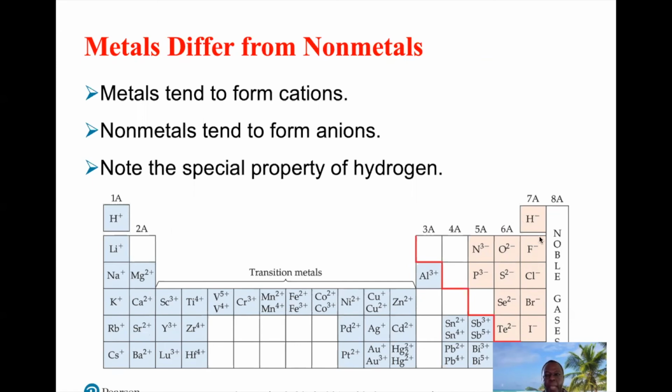Non-metals tend to gain electrons and they form anions. You see now, hydrogen is doing what? It is gaining, or actually sharing or gaining, when it's forming a metal hydride. Group 8, they don't gain, they don't lose, you don't see anything on them. Take note of the special property of hydrogen. In this case, it is gaining. In some cases, it's losing to form positive.